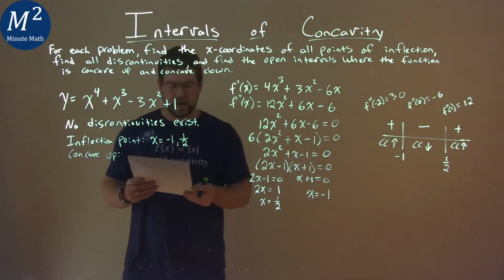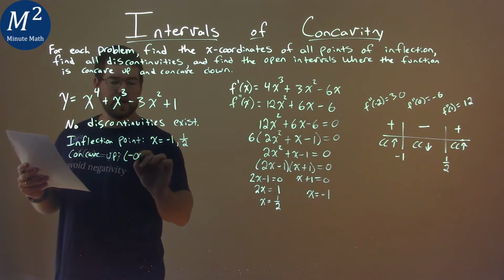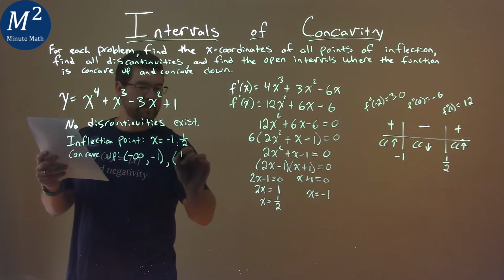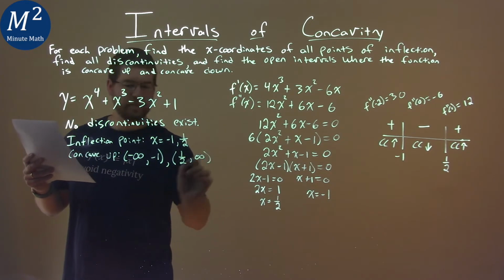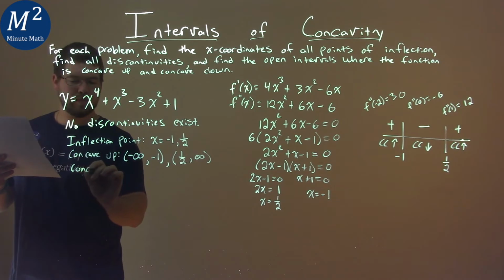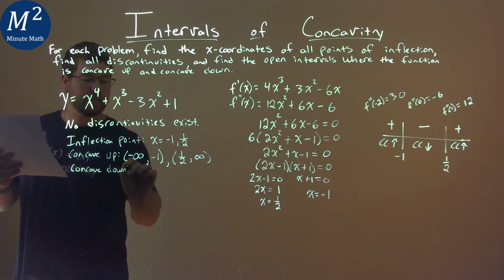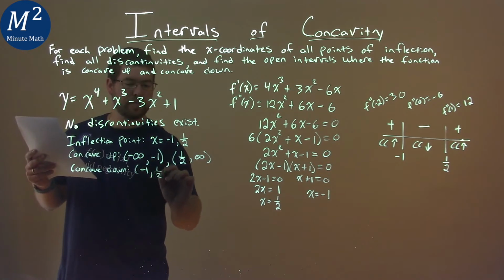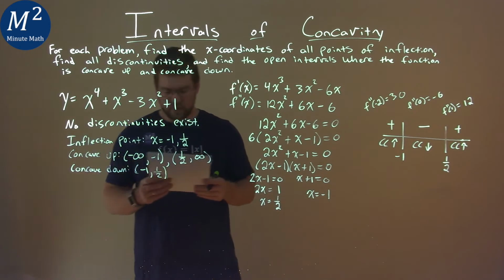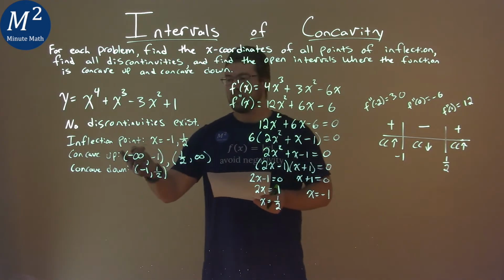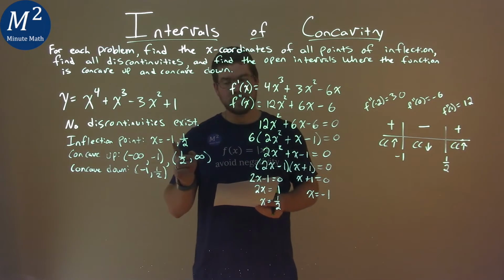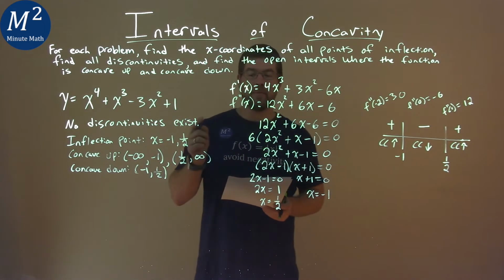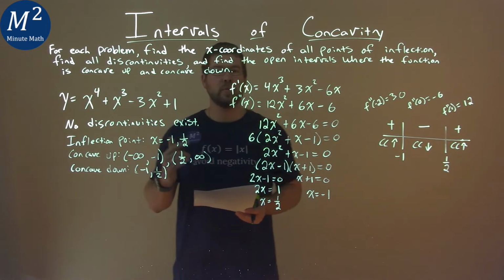All right, the intervals where we're concave up are from -infinity to -1 and from 1/2 to positive infinity. And we're concave down from the interval from -1 to positive 1/2. So just to review our answers here: no discontinuities exist. Inflection points are at x equals -1 and 1/2. Concave up from -infinity to -1 and 1/2 to positive infinity, and concave down from -1 to 1/2.